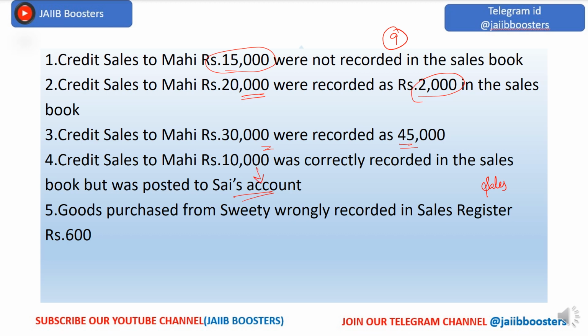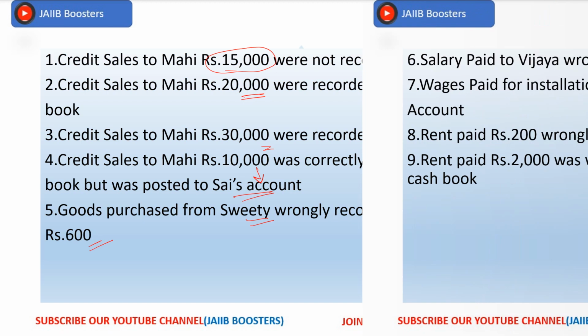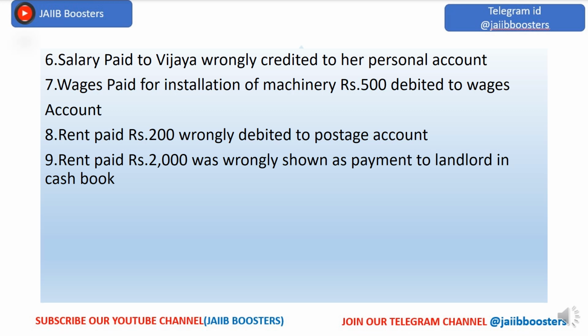Goods purchased from Sweetie wrongly recorded in the sales register as 600. Salary paid to Vijaya wrongly credited to her personal account. Here it is the salary account, but it has been credited to the personal account. Wages paid for installation of machinery, rupees 500, debited to wages account. Rent paid 200 wrongly debited to postage account. Rent paid 2000 was wrongly shown as payment to landlord in the cash book. These are the 9 questions we are going to discuss in this session.